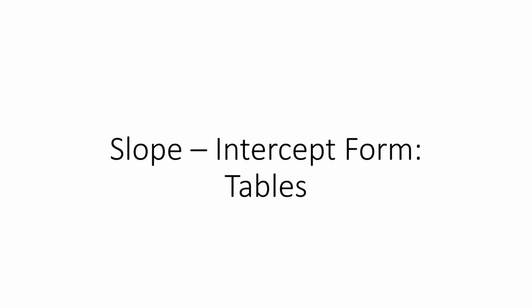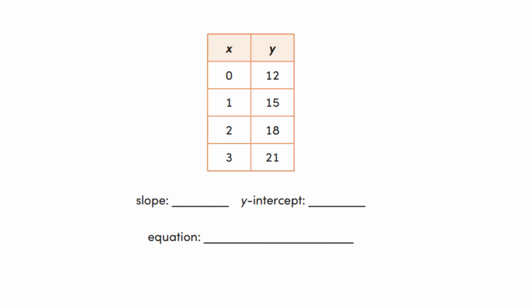This instructional video is on slope-intercept form, focusing on tables. To write an equation in slope-intercept form, we first need to identify the slope, or the rate of change, and the y-intercept, or initial value. So looking at our first table, we're going to find our pattern.